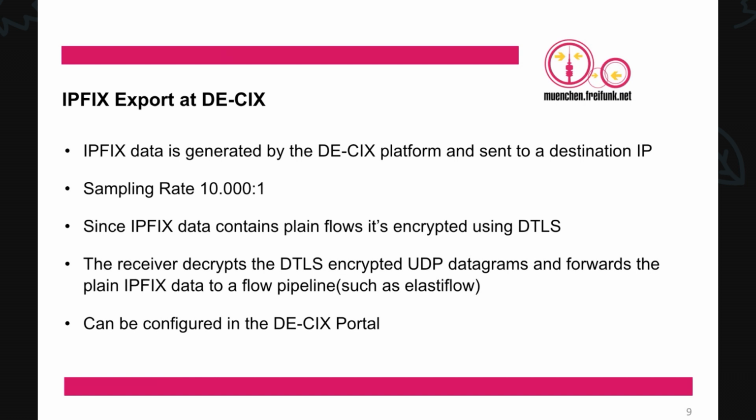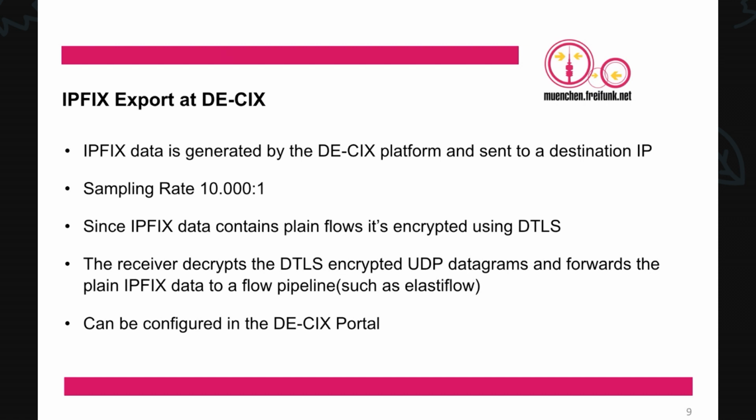It's encapsulated in DTLS because the flows would otherwise maybe expose a privacy risk because, as I said, there are IPs in it, and you don't want to let everyone on the path know who exchanges data in your network with whom.